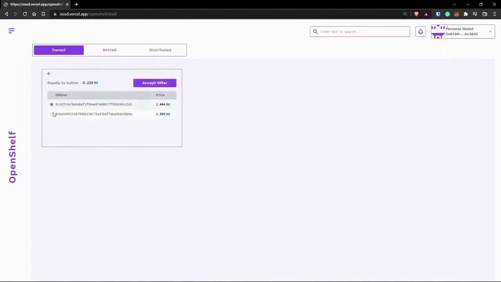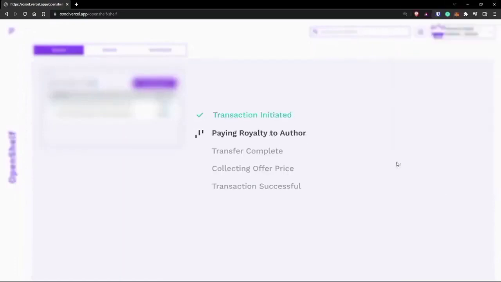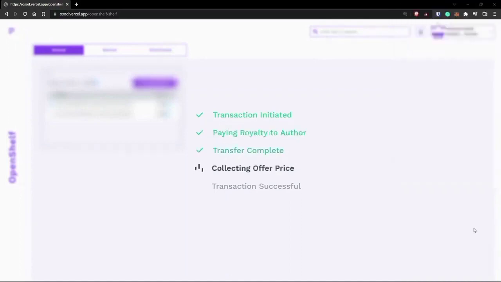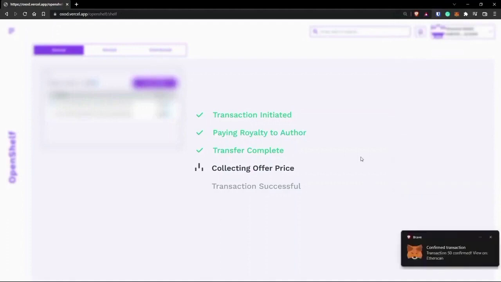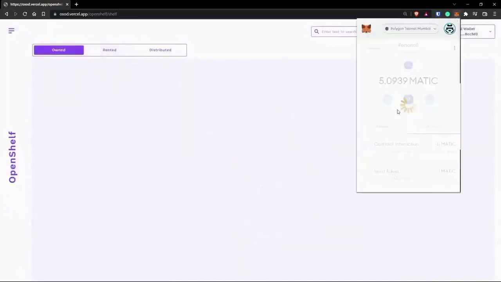Now in our model, whenever any transfer of a book or NFT takes place between two users, the royalty amount that has been set by the author must be paid by the sender as a royalty. First this will pay the royalty to the author, then the book will be transferred to the payee and the funds will be collected by the user. Now let's see the shelf of the other user.